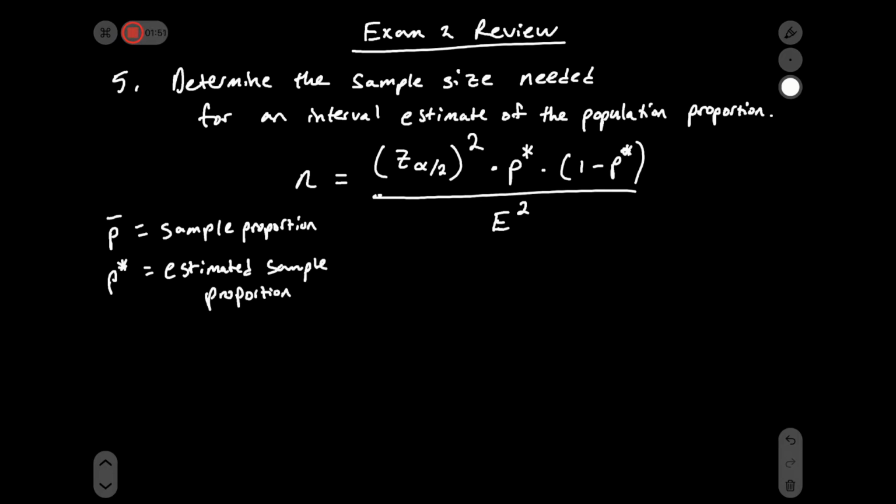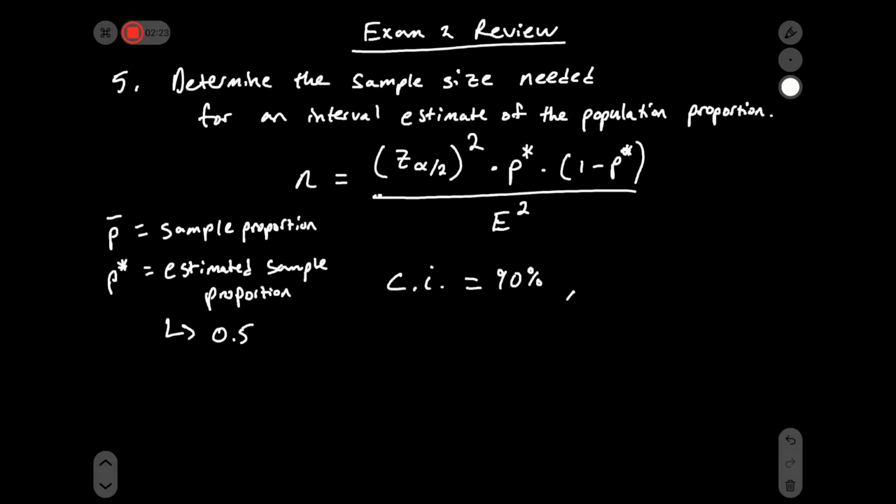So in this problem, we're not told anything about the sample proportion, so we're just going to use an estimate. And in this case, we're going to use an estimate of 0.5, which is a good estimated sample proportion to use when you don't know what else to use. And we are going to perform this interval estimation using a confidence interval of 90%.